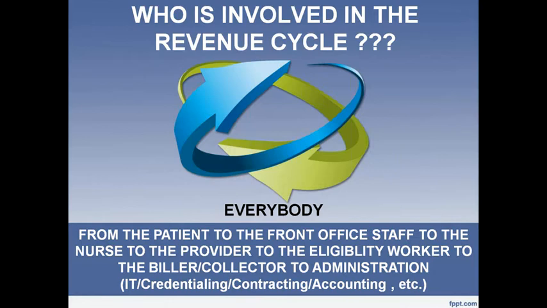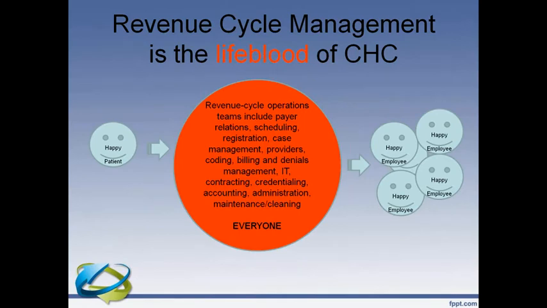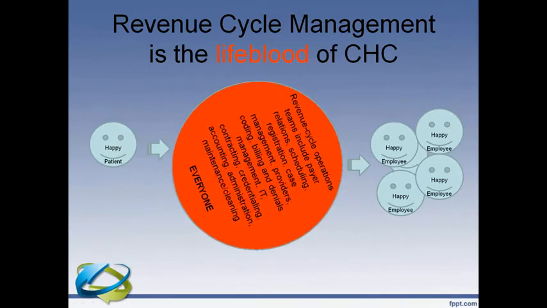It's from the patient up front, to the person that answers the phone, to the one that's determining the eligibility, to the one that's taking care of the patient, seeing them through the system, to the one credentialing the doctor so that they can see the patient, to depositing the money into your account, to processing your paycheck. So everybody's involved in this revenue cycle. It's really sort of the lifeblood of the community health center.